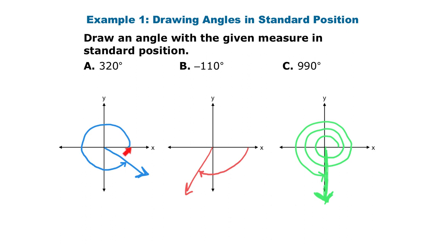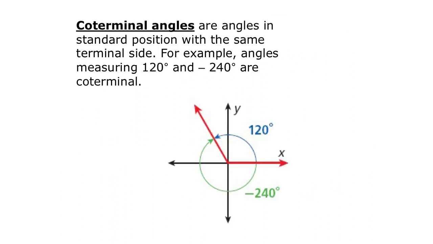In A, I started on my x-axis, and I went counterclockwise, 320 degrees. In B, started on the x-axis, and we went backwards, because it's negative, in the clockwise direction, 110 degrees, so a little over 90. And then in C, 990 degrees. I went around once, that's 360, went around again, that's 720. I needed 270 more degrees to get to 990.